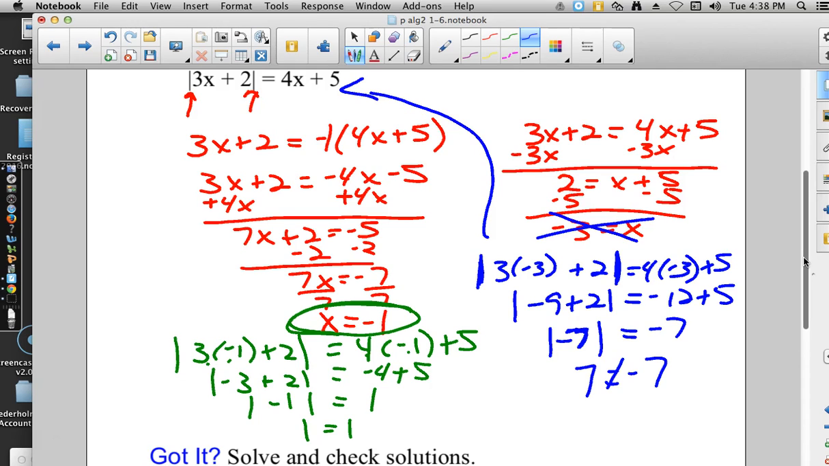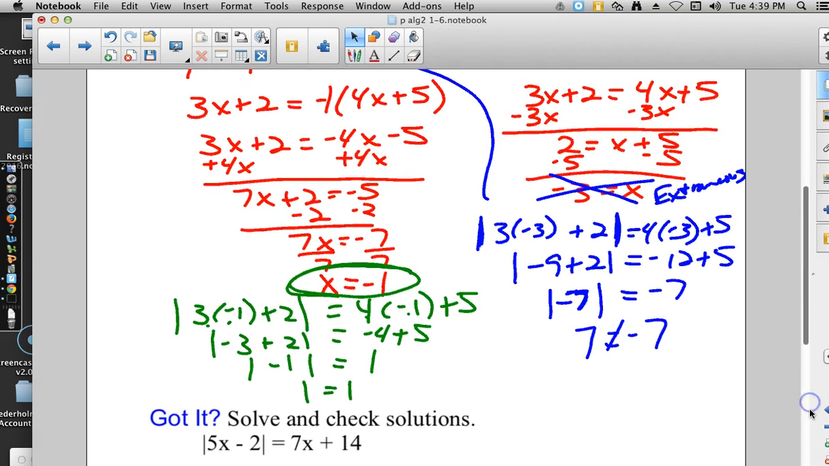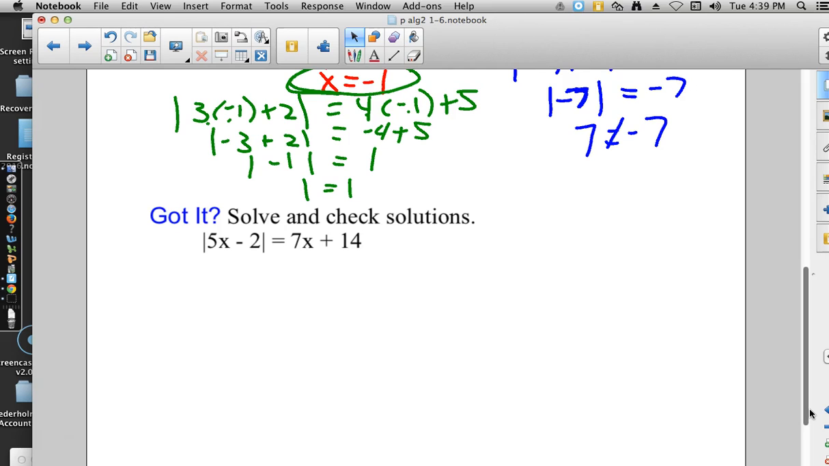That answer doesn't work. So we just did all the math right, but one of the solutions that we had does not work. That's called an extraneous solution. So this one was extraneous. Like I said, we did all the math right. We had 2 solutions, but only one of them worked. So we give them the one that works, and that's going to be x equals negative 1.